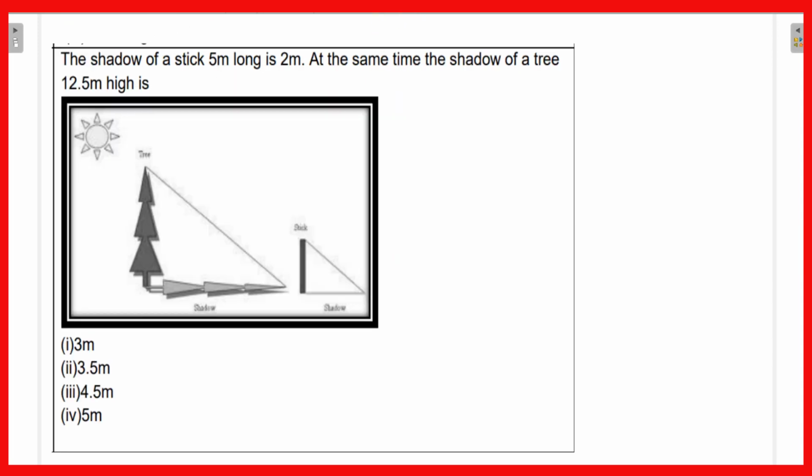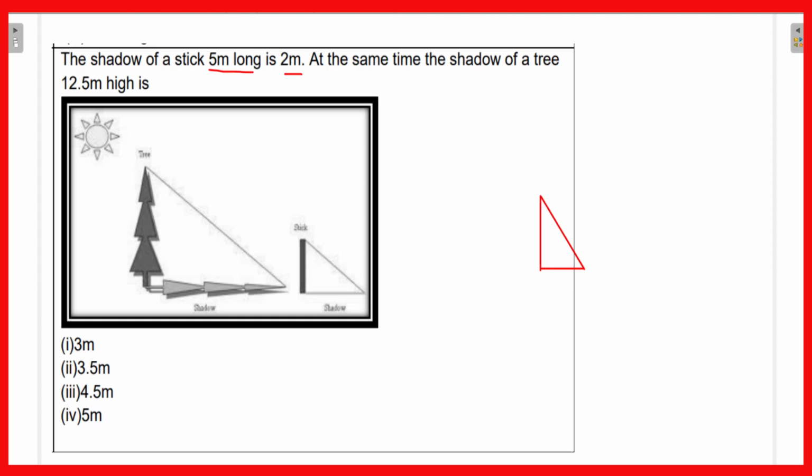Now move to the next question. The shadow of a stick 5 meters long is 2 meters. Suppose this is a stick and its shadow is 2 meters long. What is given? Let us join this, and this will be a right angle triangle.